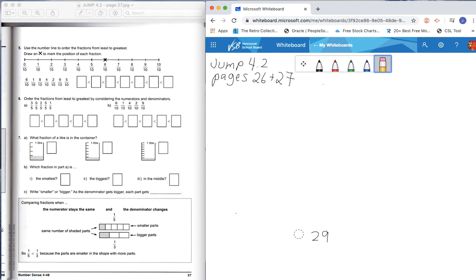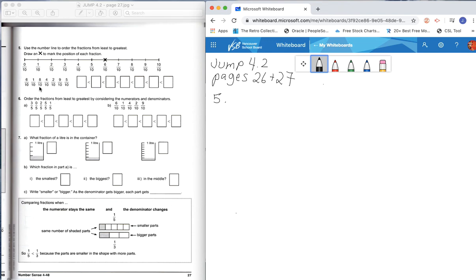Okay. All right, number 5. Use the number line to order the fractions from least to greatest. Draw an X to mark the position of each fraction on the number line. So this is the group of numbers you see, okay? And you have to go from least to greatest.